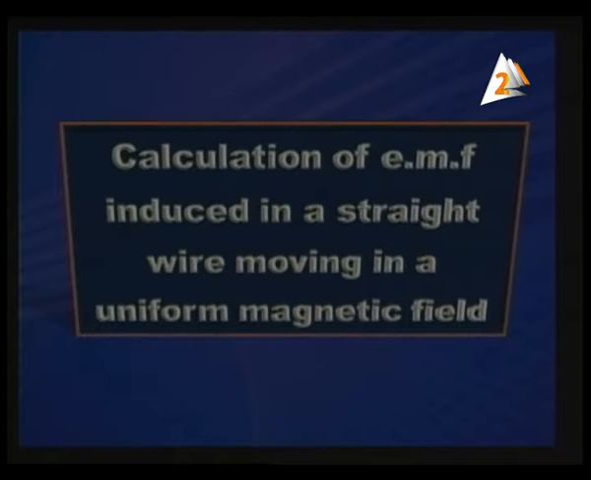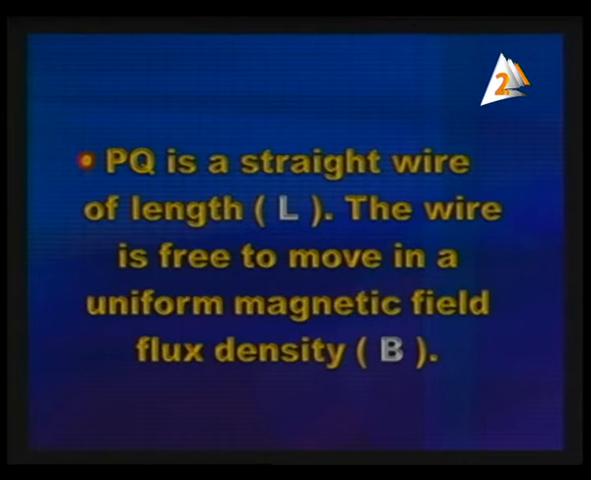Calculation of the EMF induced in a straight wire moving in a uniform magnetic field. We'll try to determine the size of the EMF induced in a straight wire moving in a uniform magnetic field. PQ is a straight wire of length L. The wire is free to move in a uniform magnetic field of flux density B.